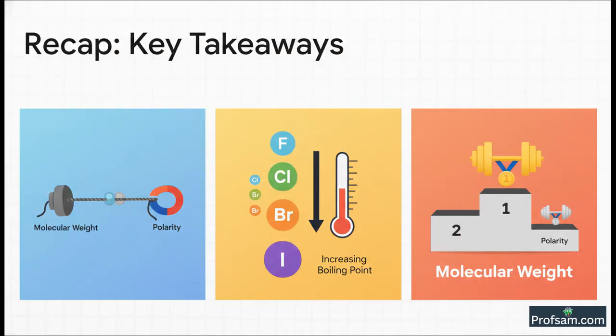All right, so let us quickly summarize the main takeaways from our discussion today. First, remember that physical properties are decided by a battle between molecular weight and polarity. Second, as we go down the halogen group from fluorine to iodine, the molecules become much, much heavier. This leads to stronger intermolecular forces and therefore higher boiling points. And the third and most important point, in this battle, molecular weight is almost always the winner, the dominant factor.